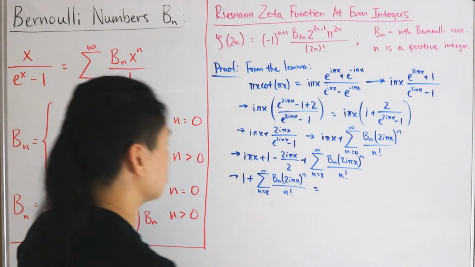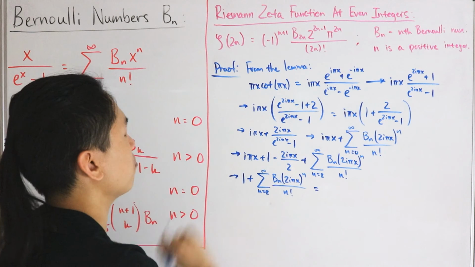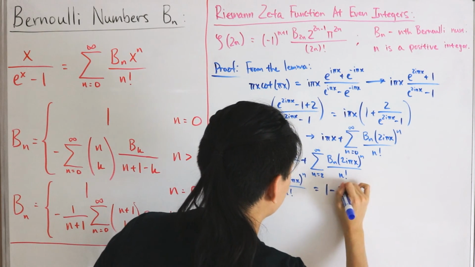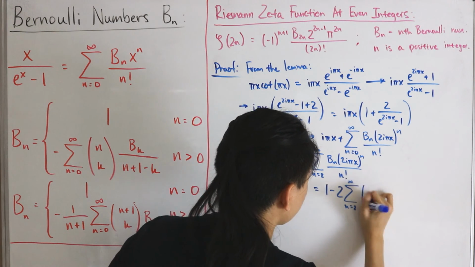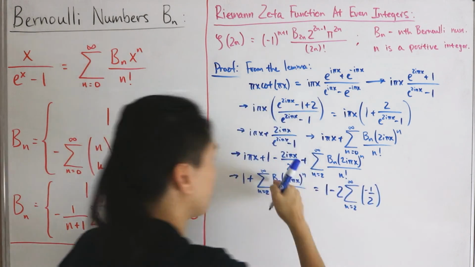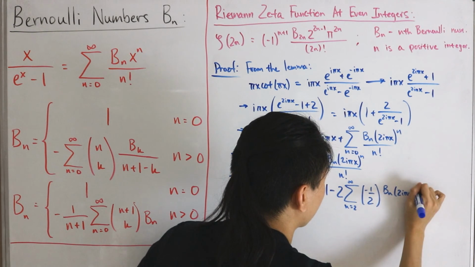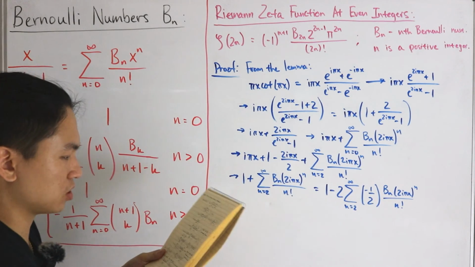So in other words, I'll do a little clever trick. I'm going to factor out the negative 1/2 and multiply the 2. So in other words, I have 1 subtract 2 times the infinite sum at n equals 2 of negative 1/2 multiplied by b sub n, then 2 i pi x to the power n, divided by n factorial. So what was the purpose of doing that?